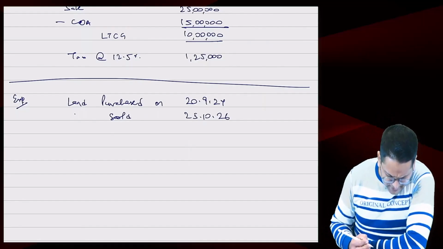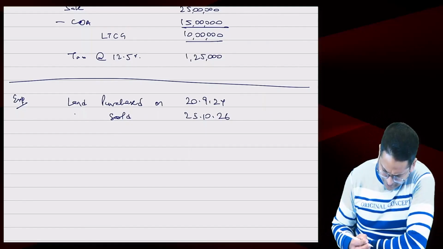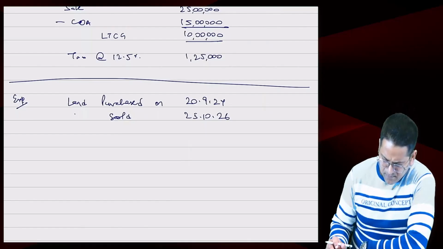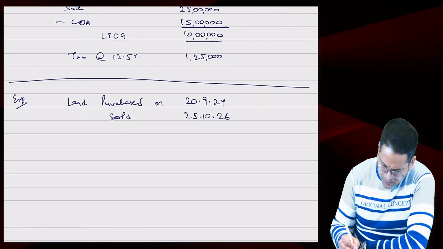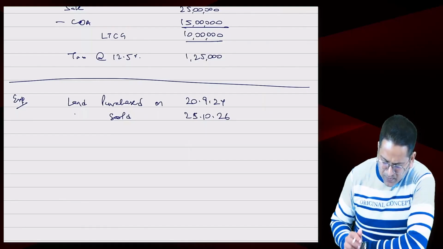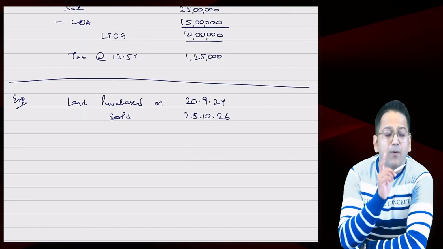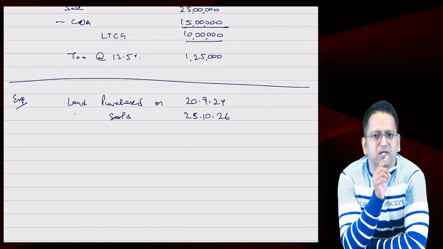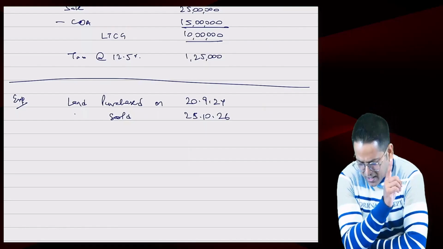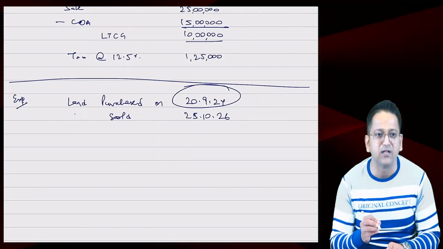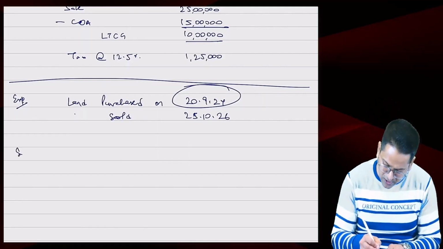So what rate will the tax be applied at? On this, what tax rate will be applied? Will this option be available? No, this option will not be available. See this: when was the option available in case of land and building? When it was purchased before 23 July 2024. So was it purchased before 23 July 2024? No. Okay, so how will this be solved?